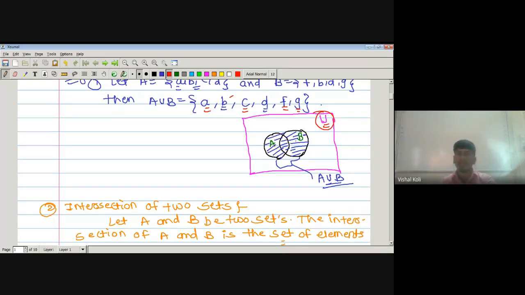If A and B have some elements common, then this will be the diagrammatic representation. If A and B have no element common, then the diagrammatic representation of such type of set is nothing but here somewhere is our U, A, and here somewhere is B. If B and D are the elements which are common in A and B, in that case we have to use such type of diagrammatic representation.